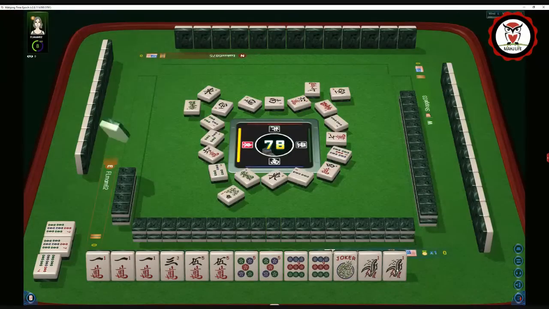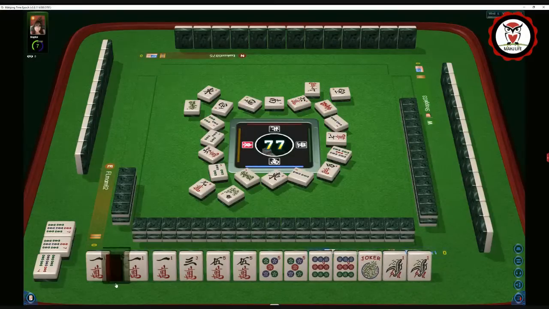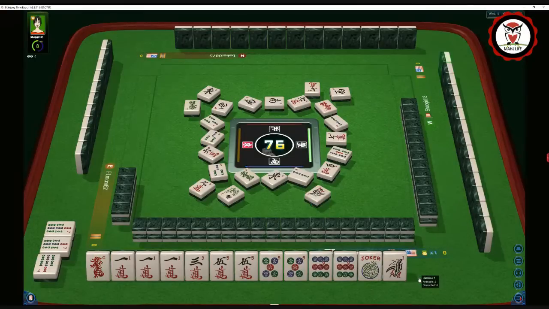Seven characters. It's a little risky. We need that seven dot. Nine characters. We do not need the red dragon, but there is a hand we could potentially play. We let a flower go at the time. We didn't have the red dragon. We maybe could have played the fourth hand down. Let's keep it and let the one bam go and see what happens. One bamboo. No interest, so we'll just let it go.